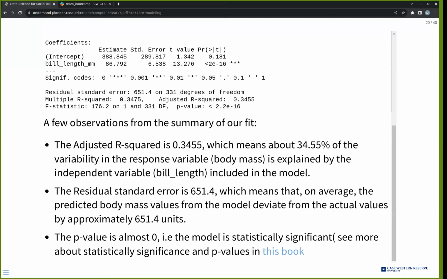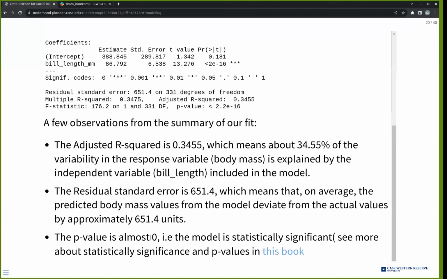And then you see the residual standard error is 651.4, which means that on average, the predicted values are 651 units off from the actual value. For example, if given this model you predict the body mass of the penguin to be 1,000 units, then the actual would be anywhere between 350 and 1650. It would be a difference of 650, either 350 or 1650, or anywhere in between. So that's quite a bit.